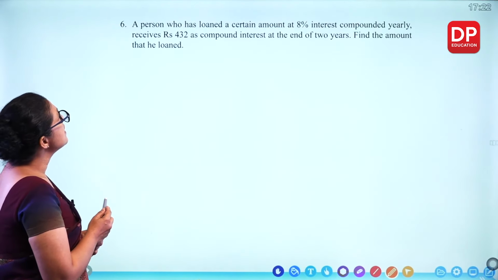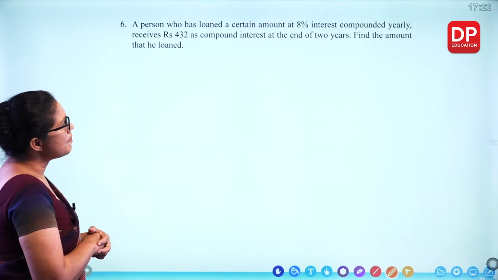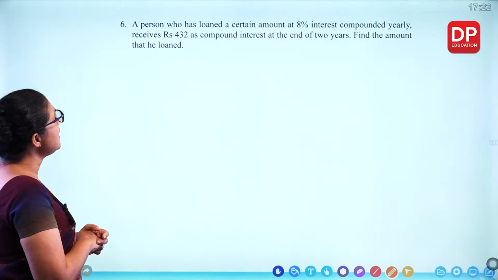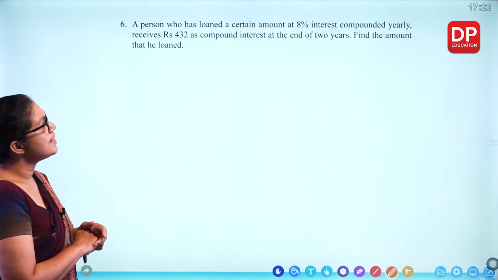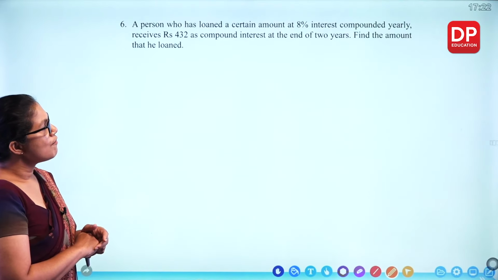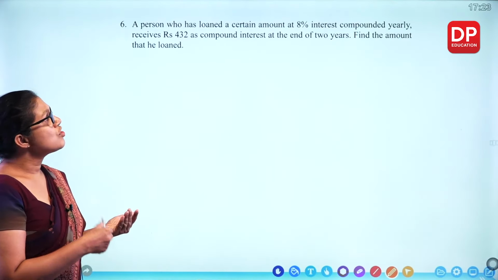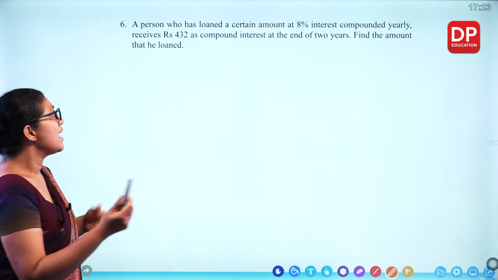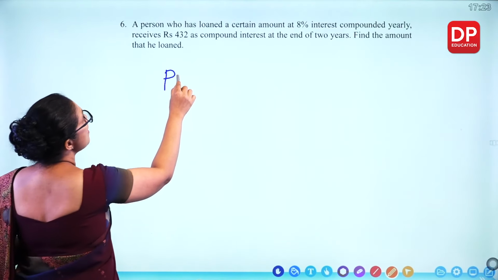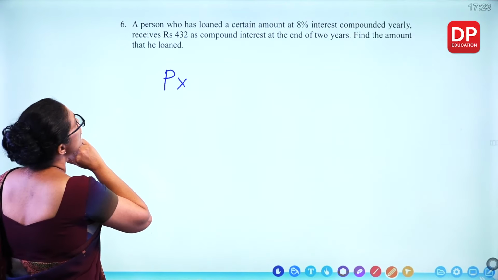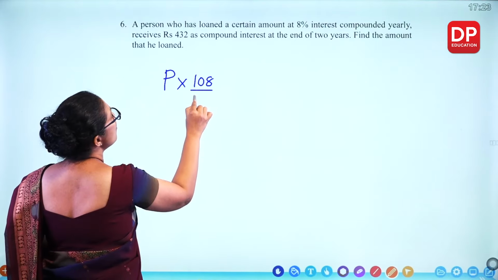Question number 6. A person who has loaned a certain amount at 8% interest compounded yearly receives 432 as compound interest at the end of 2 years. Find the amount that he loaned. Now the initial value is not given, so we can take it as P. So P into, this is compounded yearly. So how many years? For 2 years. So that's 108 over 100.